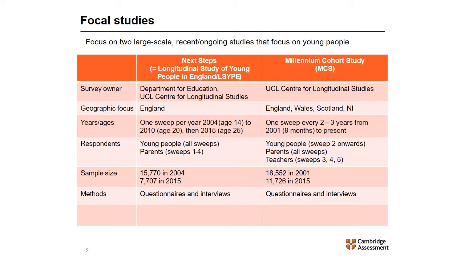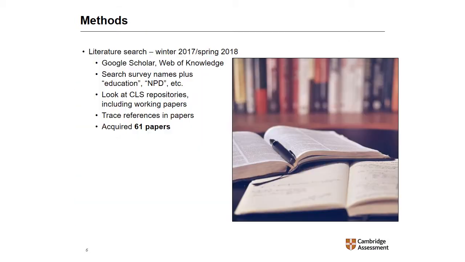In terms of the methods they use, they both use questionnaires and interviews, and as mentioned earlier, because these are such big undertakings, they can be linked to administrative datasets, and in both cases, they're linked to the National Pupil Database, and that's every sweep of Next Steps and some of the sweeps for the Millennium Cohort Study. So we picked those studies to work with, and then we wanted to know what had been done using data collected by them. So we carried out a literature search.